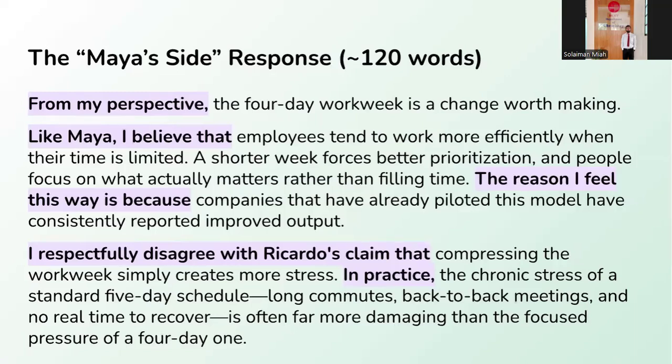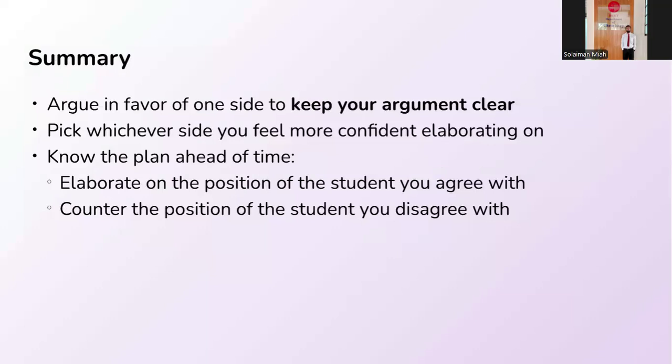The phrases highlighted in purple are from our template guide. They handle the structural moves. Everything else is either elaborating on Maya's point with more details and support, or countering Ricardo's position with more details and support. That elaboration is what makes the argument work, and it all flows from having committed to one clear position at the start. So here's what to take away.